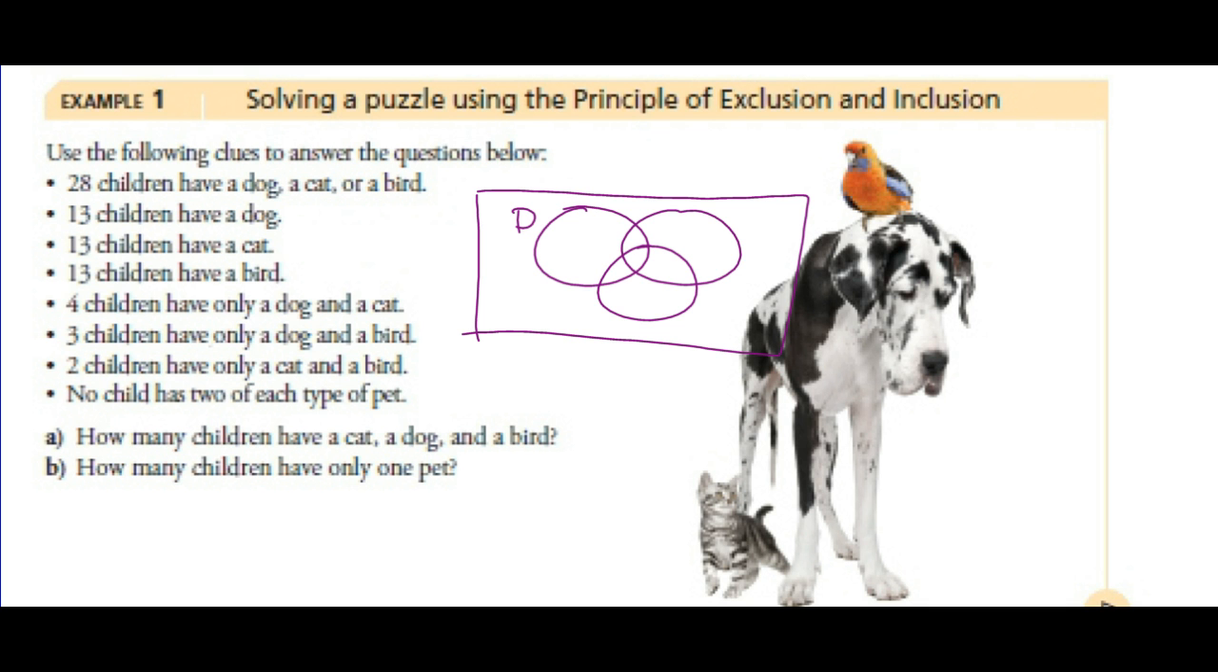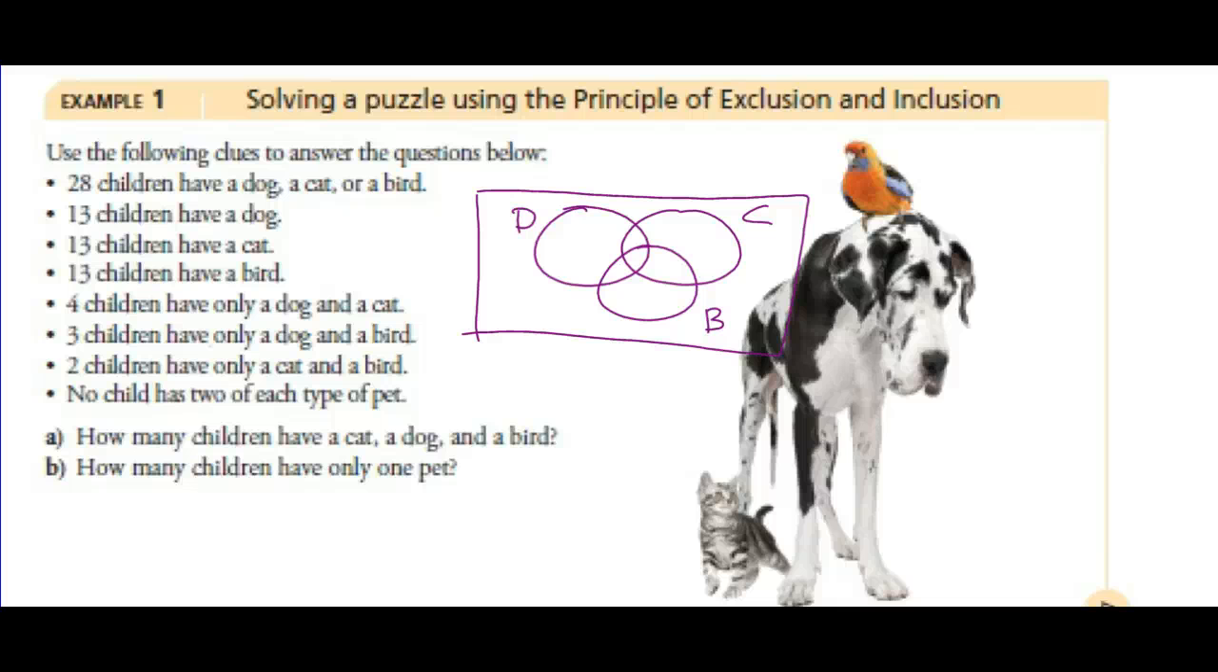Dogs, cats, birds. We have information. 28 children have a dog, a cat, or a bird. 13 children have a dog. Can I fill in any numbers yet? No. 13 children have a cat. Can't do it. 13 children have a bird. All it means is I need to know that there are 13 in each of those circles, but I can't fill in any.